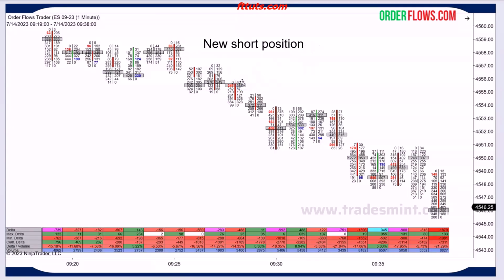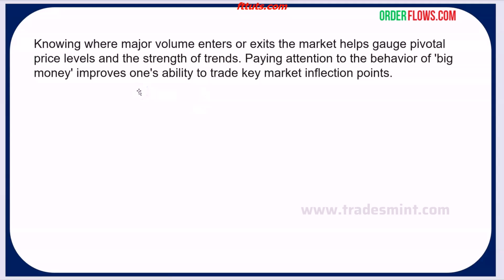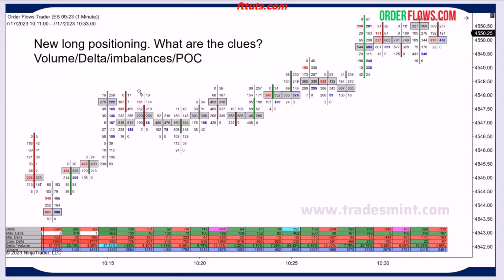But if they're getting into a new position, obviously there's going to be signs. You're going to be looking for the delta to be trending down, right? You're going to be looking for the imbalances. And later on, we'll be talking about points of control, how some points of control matter more than others, okay? So just be aware of that. What you're looking for is getting into a new position. They got to get in at the current price, and they often got to lead it down a little bit. So knowing where major volume enters or exits the market helps gauge pivotal price levels and the strength of trends. Paying attention to the behavior of big money improves your ability to trade key market inflection points.